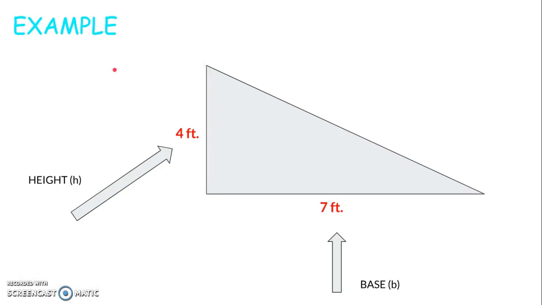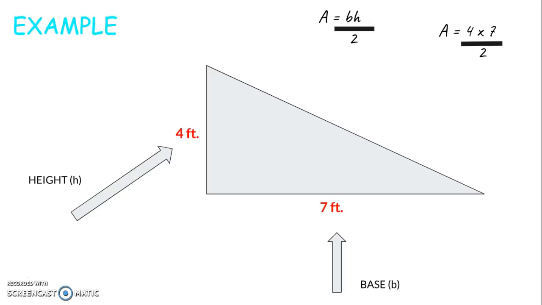So what we're going to do is we're going to insert our formula. Area equals base times height divided by 2. Now what we're going to do is we're going to substitute. We're going to put the base where the B is. We're going to put the height where the H is. And now we're going to get this. Area equals 4 times 7 divided by 2. Okay?